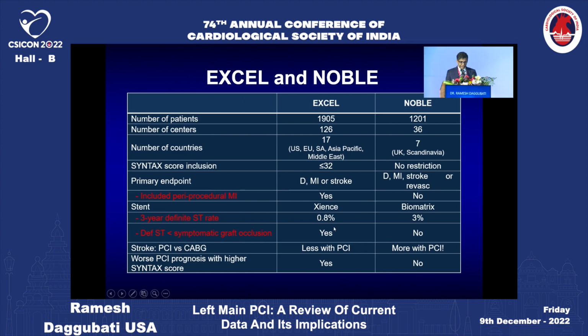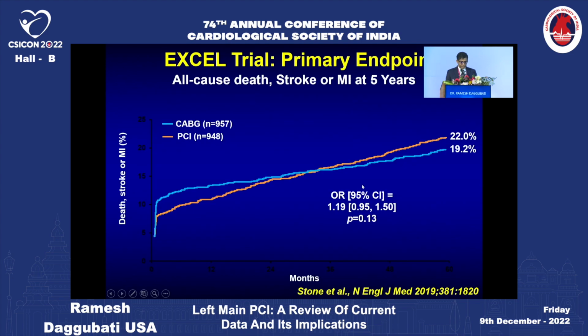The stents used are all new generation, latest generation stents, and the 3-year definite stent thrombosis rates were 0.8% in EXCEL and 3% in NOBLE. Graft occlusion and definite stent thrombosis were also included in EXCEL and not in NOBLE. So let's look at the 5-year data of EXCEL, primary endpoint of all-cause death, stroke or MI.